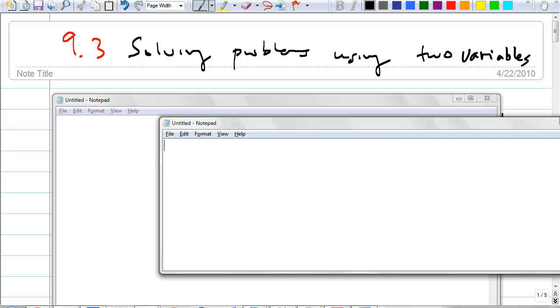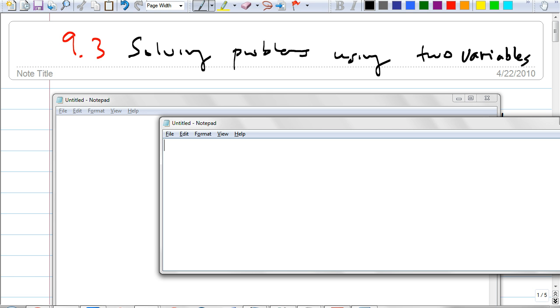Okay, so today we're going to learn solving problems using two variables. As you remember from first semester, when we had word problems, I said just use how many variables? Two. In first semester, one variable. Now that we're in second semester, guess what we're going to do now?